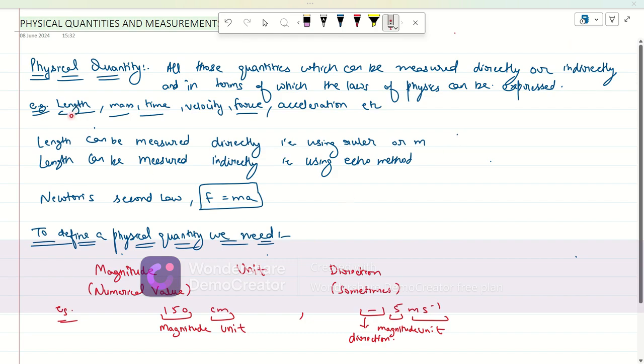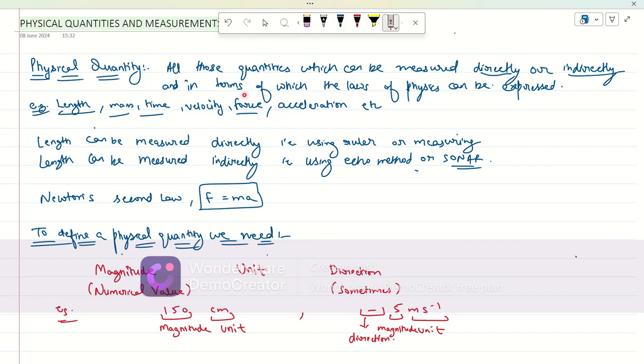All these quantities I have written: length, mass, time, velocity, force, acceleration, all these are physical quantities. Consider the example of length. If you want to measure length, you can use a direct method, like a ruler or a measuring tape. It can be measured indirectly also, like using the echo method or the sonar technique. Length is a physical quantity, therefore it can be measured directly or indirectly.